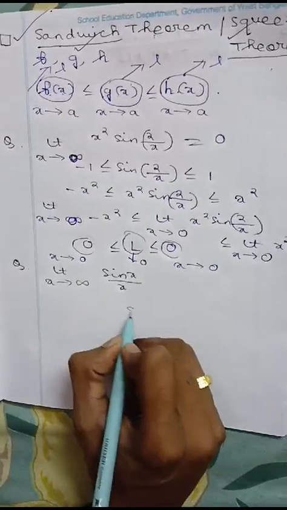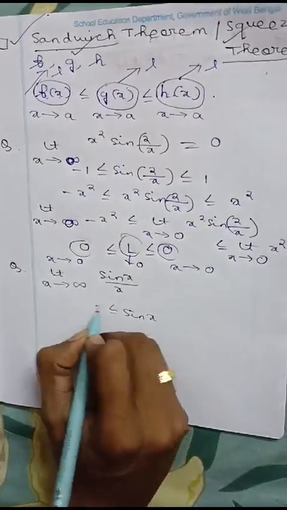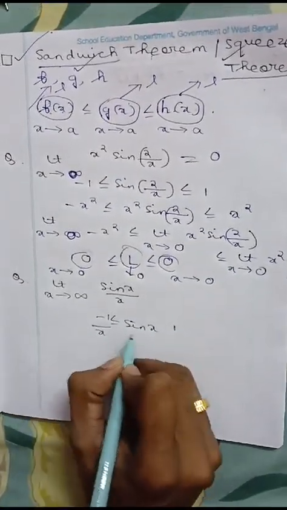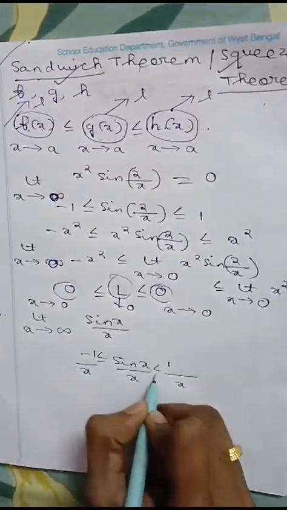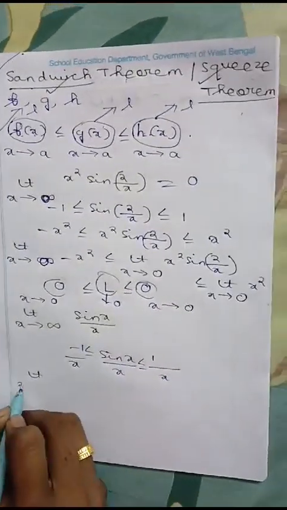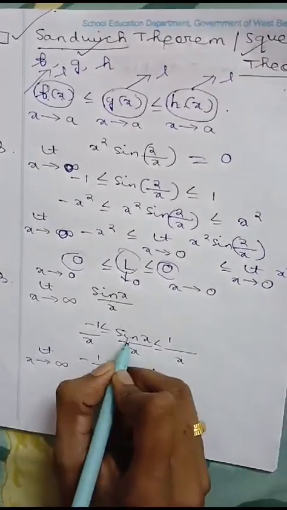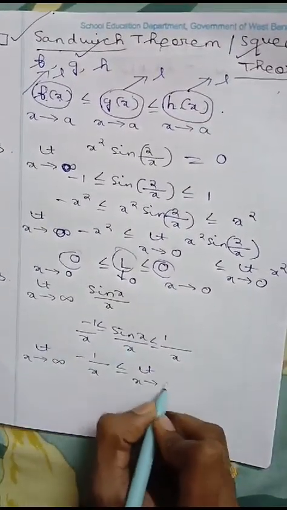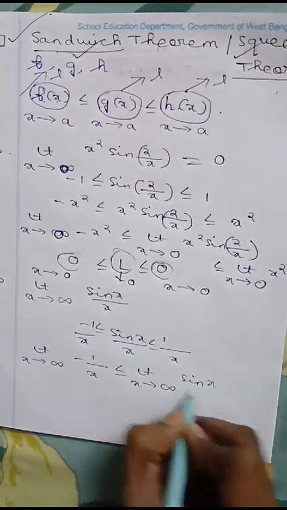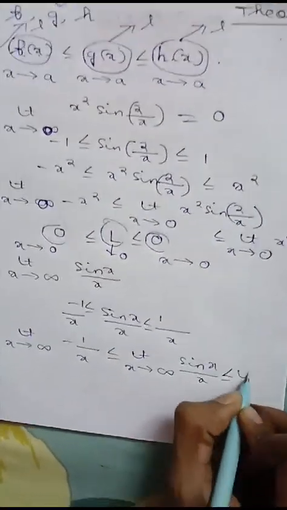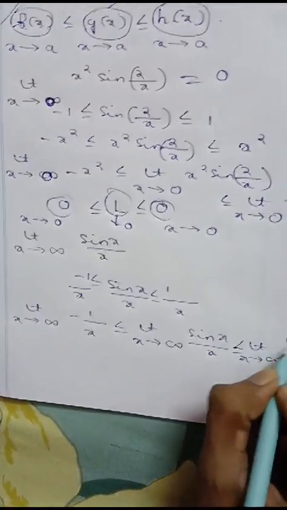You know the range of sin x, that is -1 to +1. Now if you divide the whole thing by x, this inequality also holds. So as x approaches infinity, -1 upon x is less than or equal to the desired limit that we want to find, the limit as x approaches infinity of sin x upon x, which is less than or equal to the limit as x approaches infinity of 1 upon x.